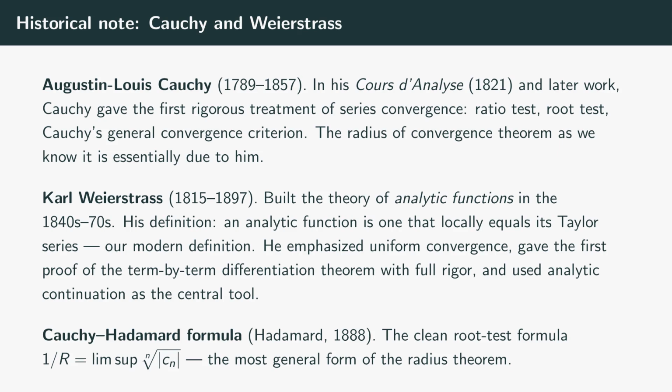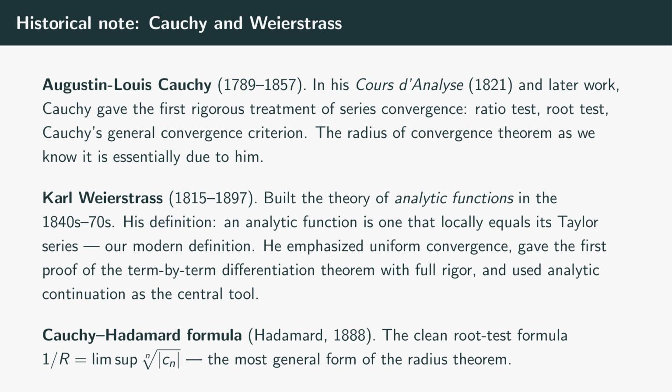A short historical note. The theory of power series and radius of convergence is largely the work of two giants of 19th century analysis. Augustin Louis Cauchy, in his 1821 textbook Cours d'Analyse, gave the first rigorous treatment of infinite series. He introduced the ratio test, the root test, and what we now call Cauchy's general convergence criterion. The radius of convergence theorem in essentially the form we've used today is due to him. Before Cauchy, mathematicians manipulated series formally without worrying about convergence. Cauchy demanded rigor, and the modern theory of series was born.